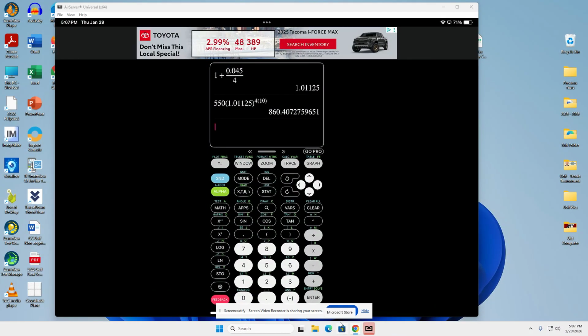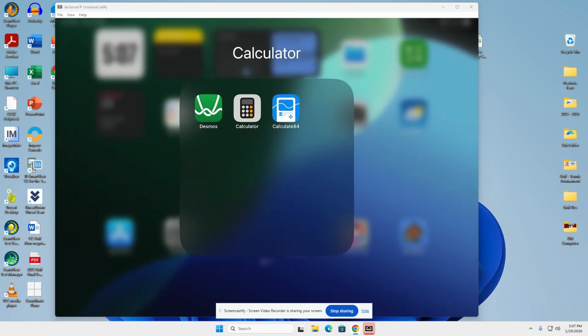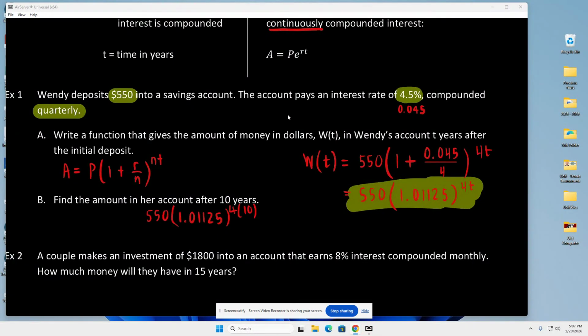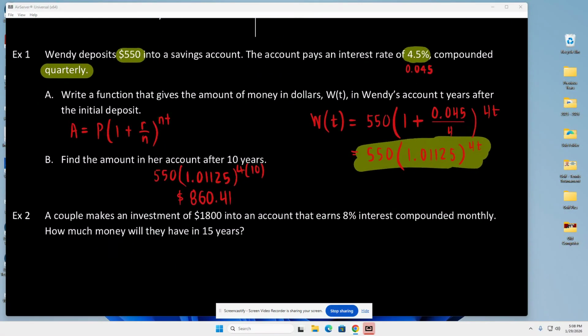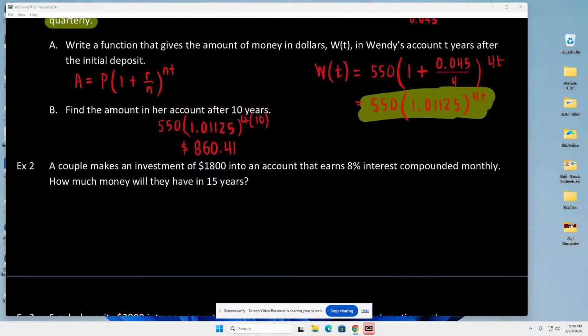So there it is. It's going to be $860, and remember, it's money, so we're going to round to cents, so that 7 rounds up to 1. So it's $860.41. And that's it. That's all there is to that problem. I don't think it's overly difficult. I know that I teach it, and it's not supposed to be overly difficult, but I think you guys can do this.